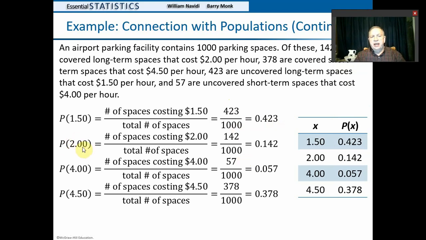The probability that I got a $2 space, well, there's 142 out of 1,000. Probability 0.142. The probability of a $4 space is 57 out of 1,000. That would be probability 0.057. And then the $4.50 would be 378 out of the 1,000, a probability of 0.378. So if I add up all of these, I should come up with 1,000 over the 1,000, that's the 1. So that should be everything that we need.